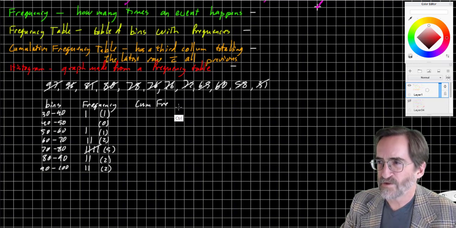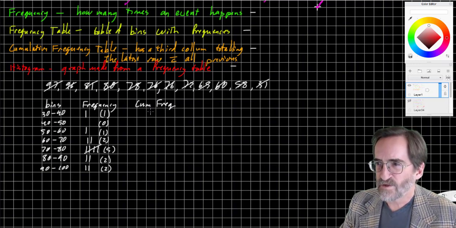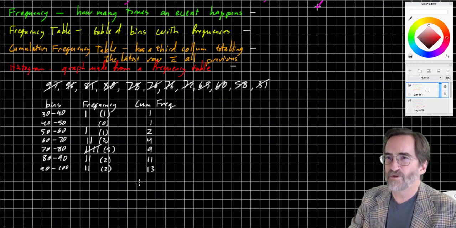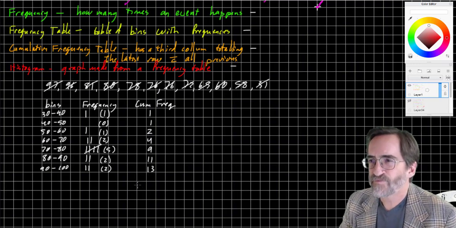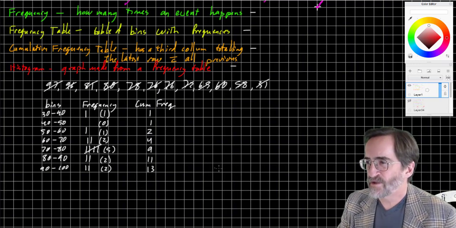Cumulative frequency, let's leave it just there, is 1. And then we add 0 plus 1 is 1. 1 plus 1 is 2. 2 plus 2 is 4. 5 plus 4 is 9. 2 plus 9 is 11. 2 plus 11 is 13. So that's a cumulative frequency table. Okay, and a histogram.